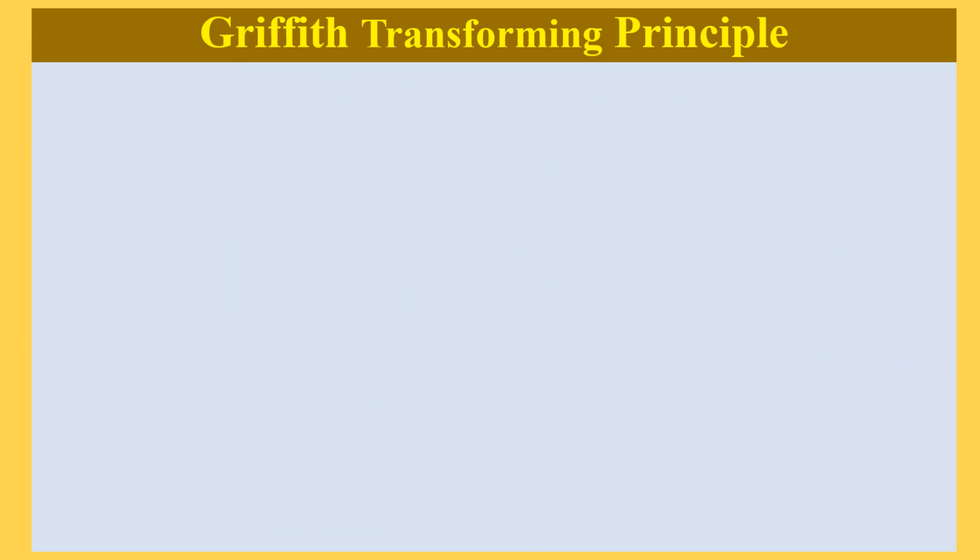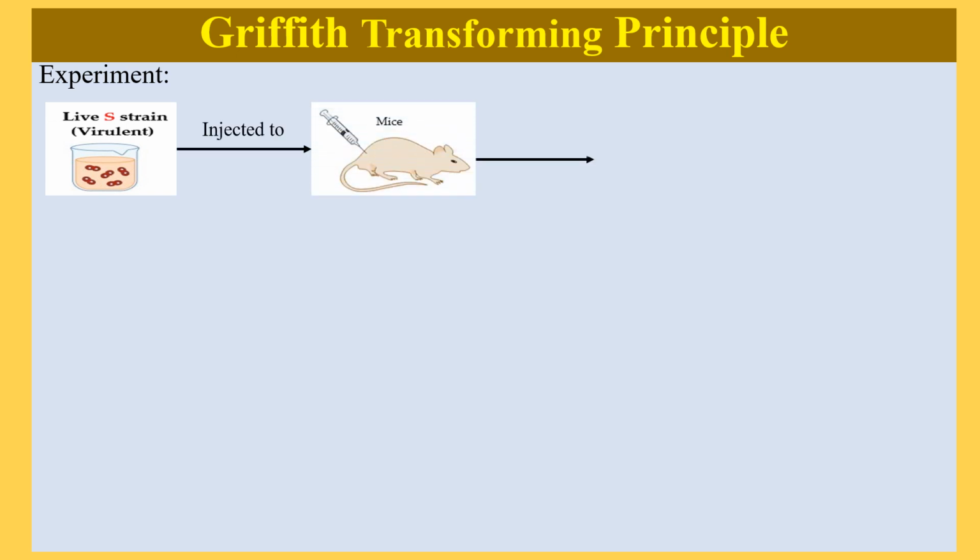As already discussed, we know the main aim of the Griffith transforming principle and which organisms are used for the experiment. Next we will discuss the experiment, what he did to find out about the genetic material. He took live S strain. As you know, S strain is virulent. It causes pneumonia. He injected that live S strain into the mice. Then what happens? The mice die because of pneumonia.